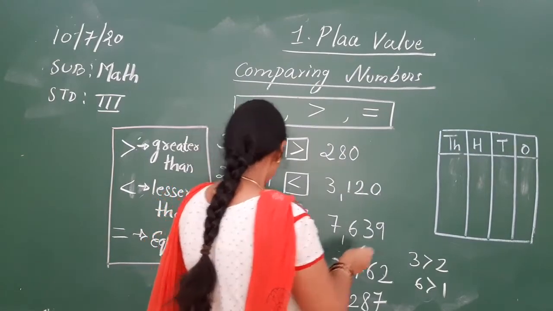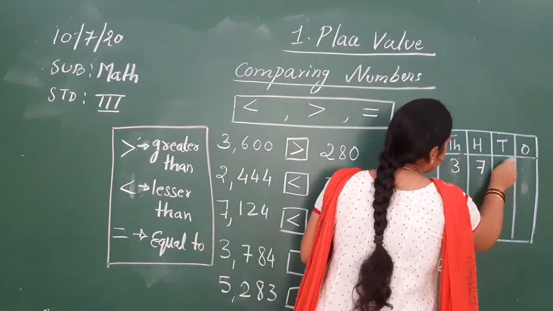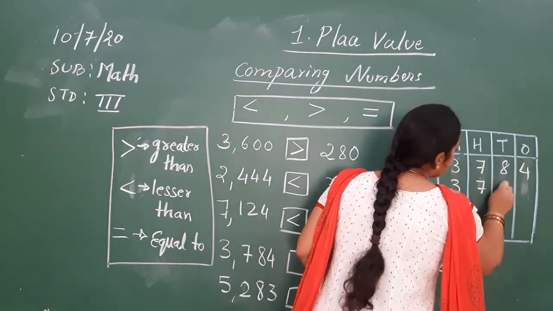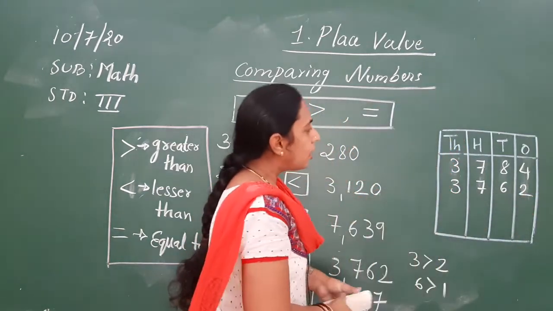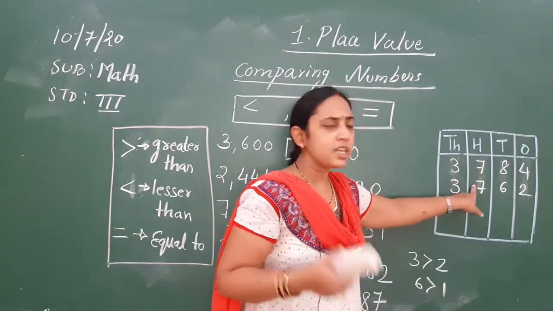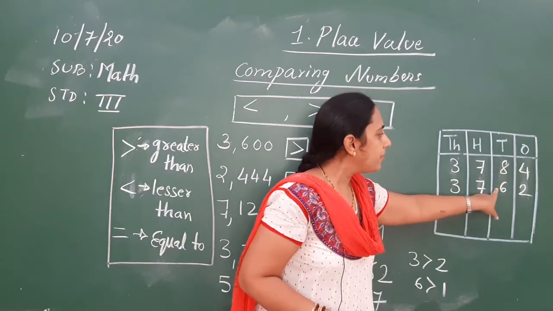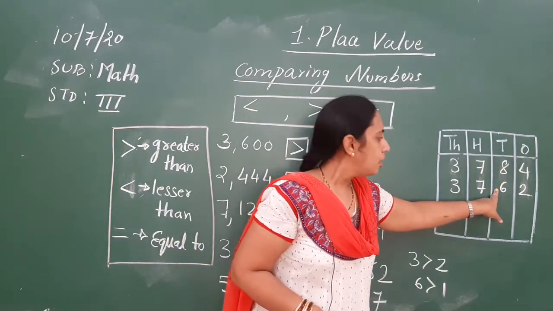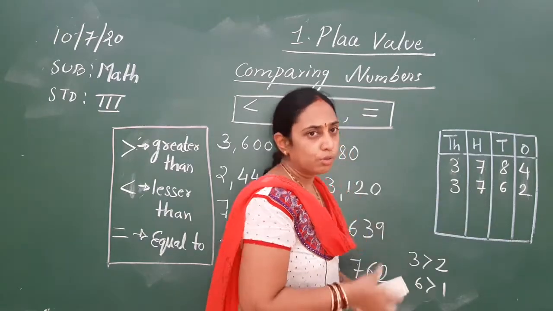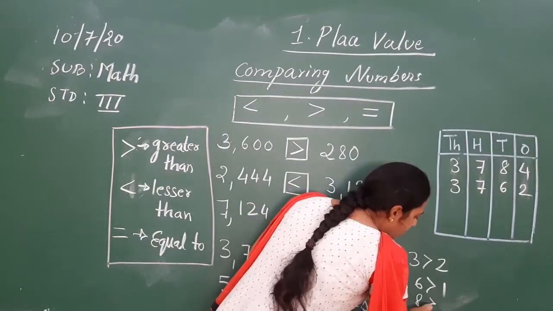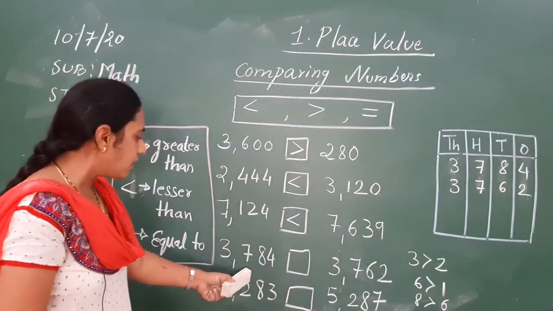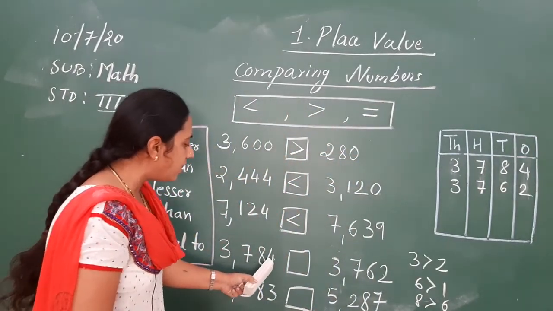Now if we see here, we can write this as 3784, 3762, okay. Now thousands place both are the same, hundreds place both are the same. Now we will go for the tens place. Here we can see, here it is 8, here it is 6. So obviously I think you know this very well, 8 is greater than 6, okay. So here, 3784.